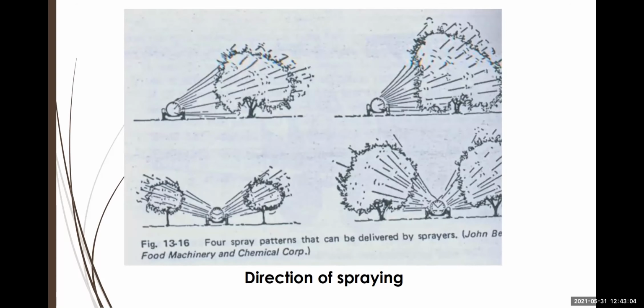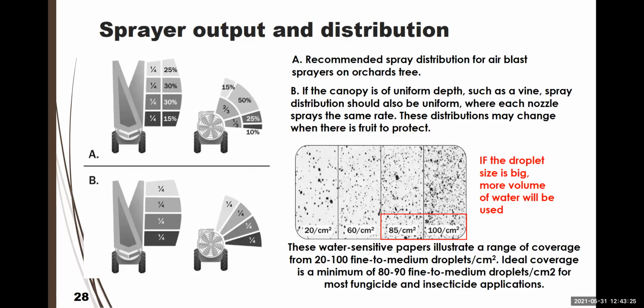So this is an example of the direction. You can turn the valve opening on or off depending on your target angle, which is good especially if you have orchards. So four spray patterns can be delivered by the sprayer. This picture was taken from John Deere. As for the outputs, of course, the target spray depends on the target angle. Recommended is A, the recommended spray distribution for the air blast for orchard trees. However, if non-uniformity is needed, you can go with B, where each nozzle sprays at the same rate, and the distribution can be changed for the fruits to protect.